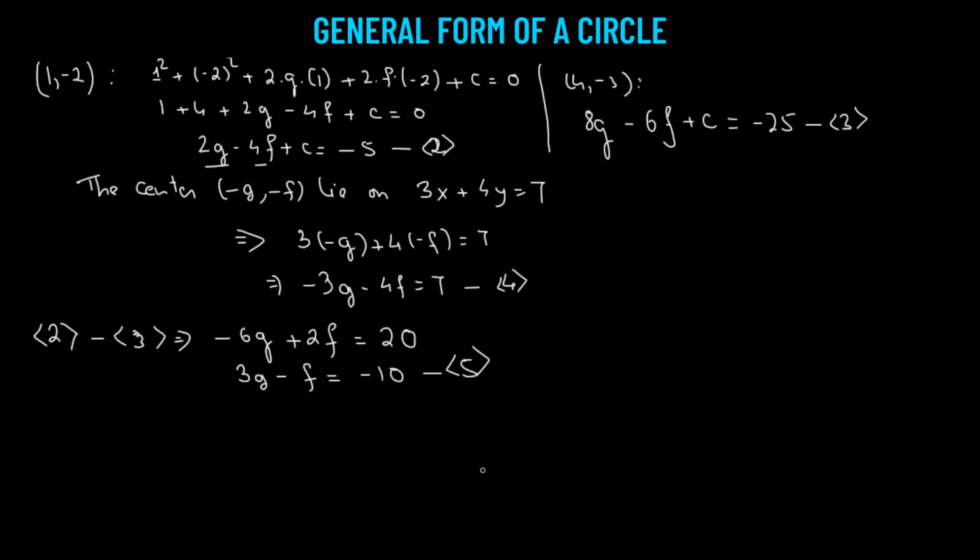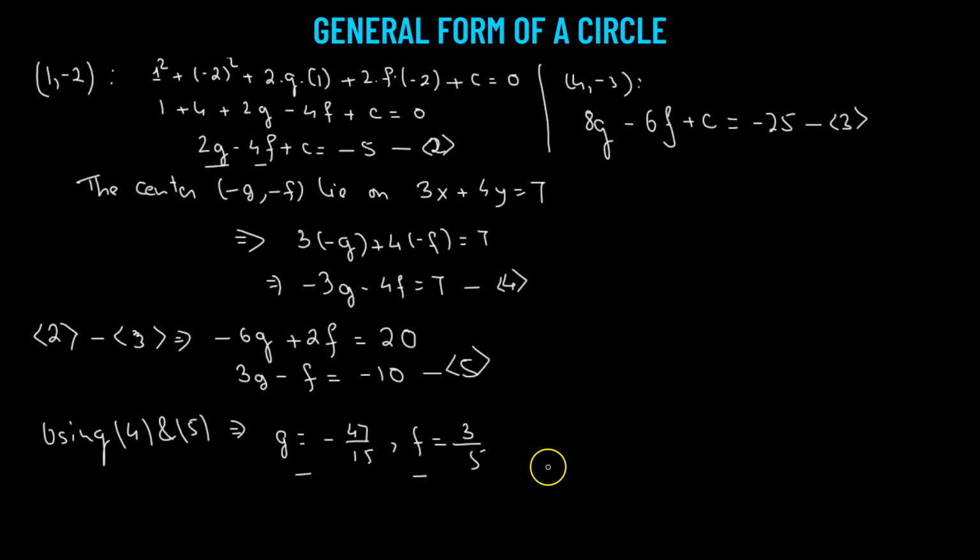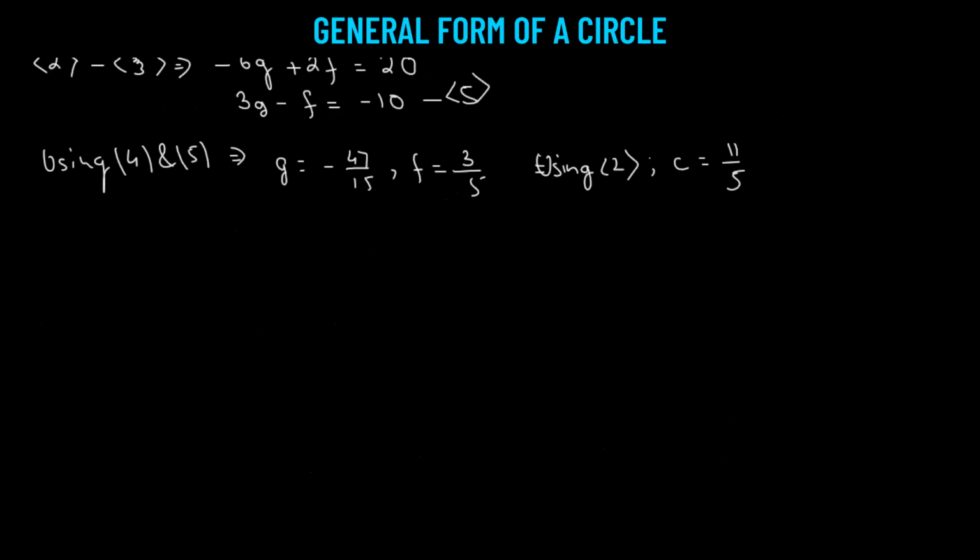Now we will use equations 4 and 5 to find the values of g and f, because we don't have the parameter c anymore. Using 4 and 5, we can compute the value of g. I'm leaving this as an exercise for you to try out. The g value comes out to be -47/15, and the value of f comes out to be 3/5. We can use g and f in equation 2 to find the value of c. The value of c comes out to be 11/5.